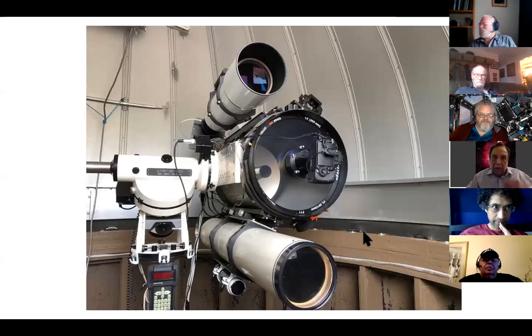Basically, I just don't want to brag about the equipment or anything. The down arrow doesn't work. Now it does work. Okay, good. So this is the second slide.